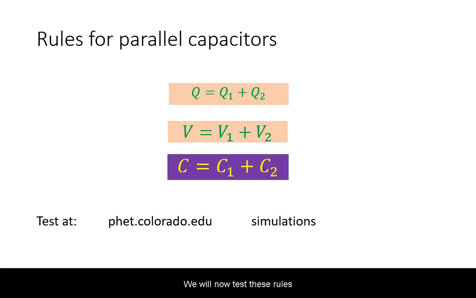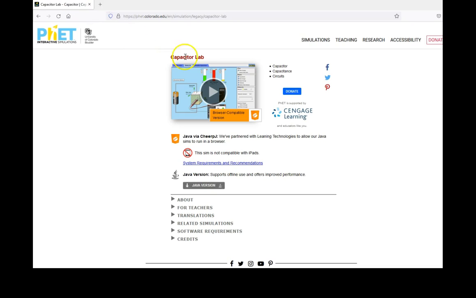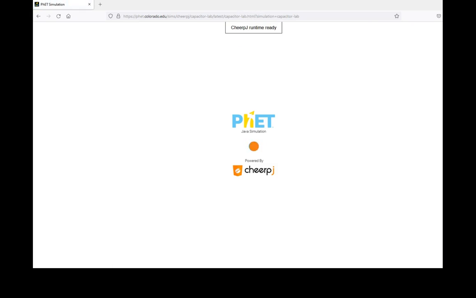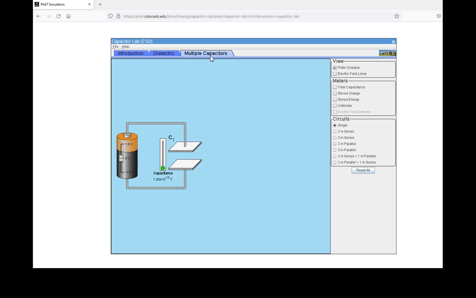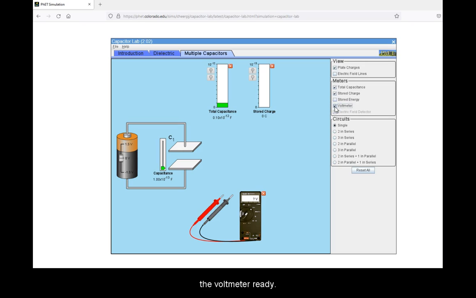We will now test these rules through a simulation provided by phet.colorado.edu. Switch to the tab labeled Multiple Capacitors. Have the simulation calculate total capacitance and stored charge for you. Also have the voltmeter ready.